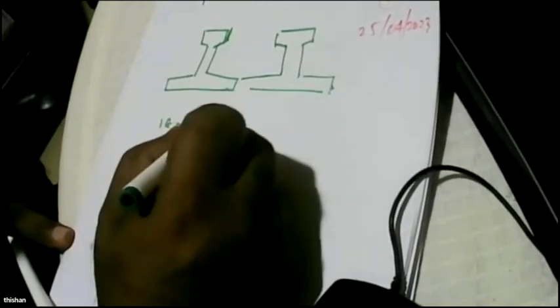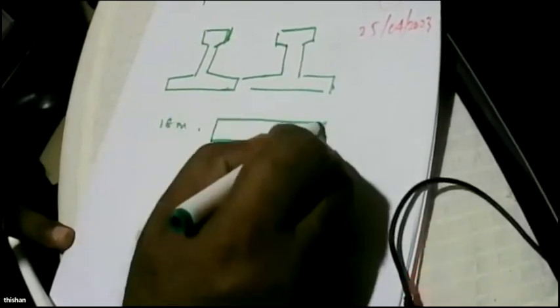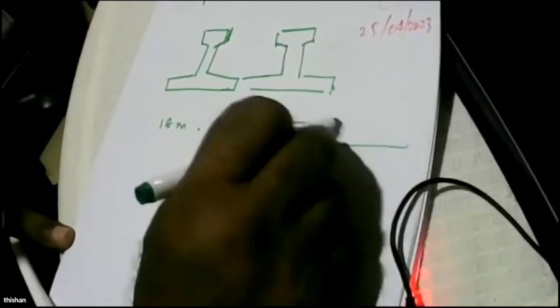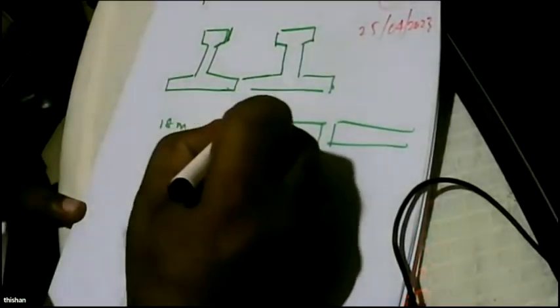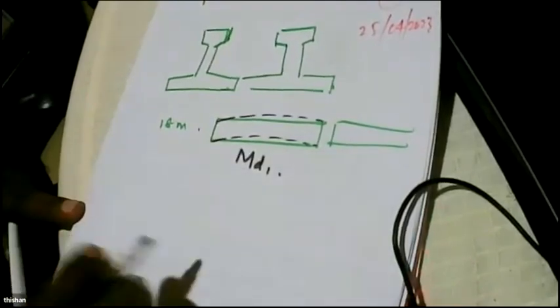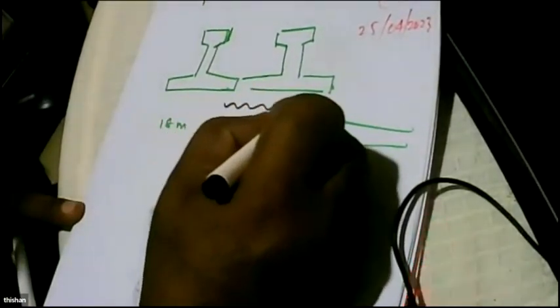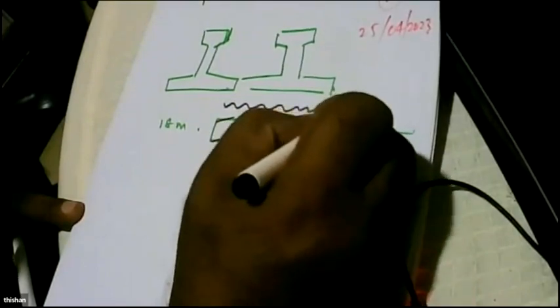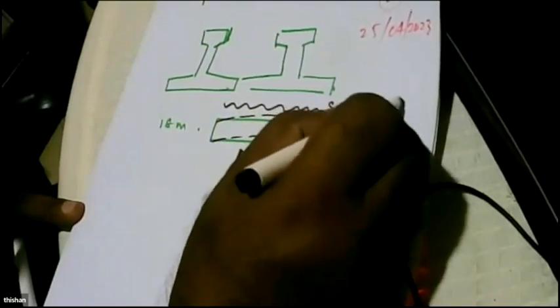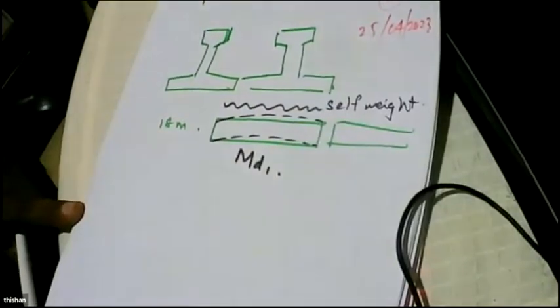So that means when you cast on the long line method, when you cut the tendons, it will move on like this. So you get MD1. You get a moment, because this moment is due to self weight.